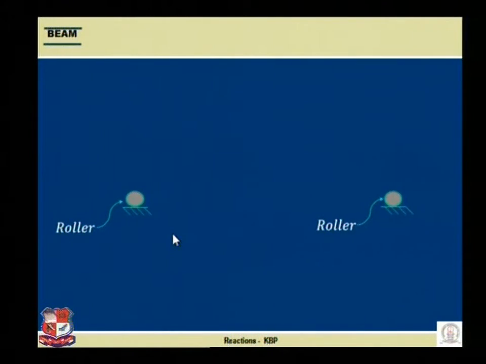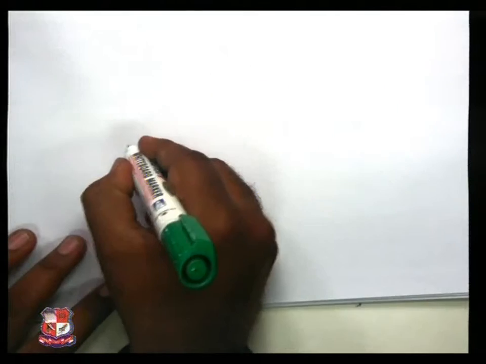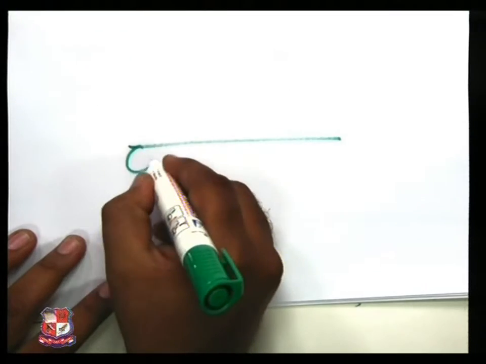Now, a question may arise in the mind. Let's see the figure. A beam, placed over here, with the two roller supports.